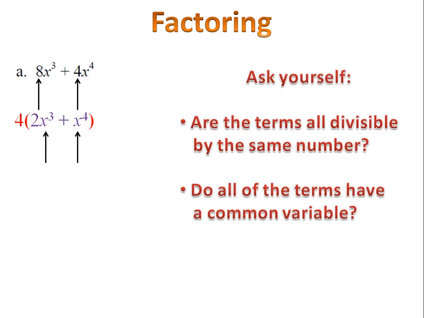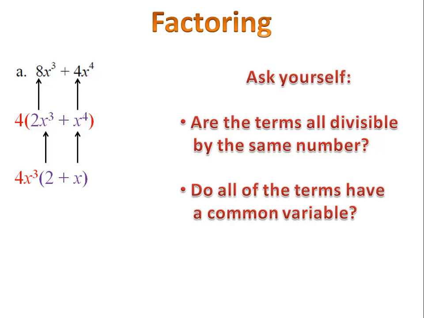Once we've taken care of the numbers, the coefficients, we can look at the variables. Do the variables have anything in common? Well, we have x to the 3rd and x to the 4th. Notice we have x's in both of those. We have 3 x's in the first term, 4 x's in the second term. I can only take 3 out of the first one, and so I'll take out x to the 3rd. Now I divide each term by x to the 3rd. That leaves inside 2 plus x. So in factored form, we have 4x to the 3rd times 2 plus x.